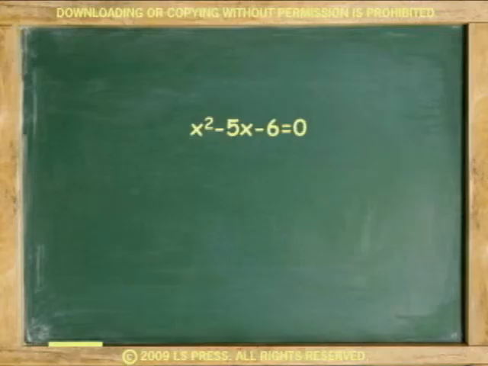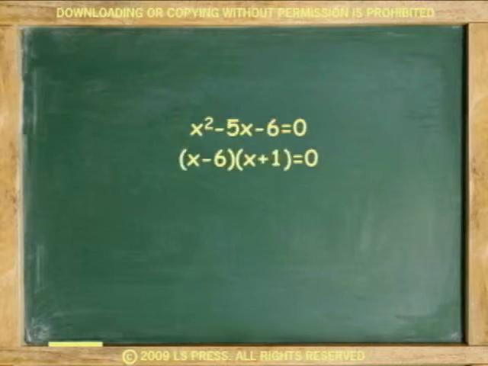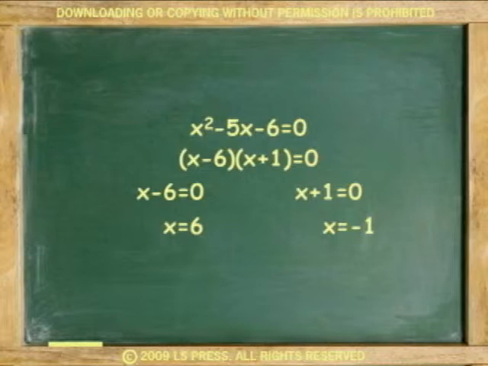So far we have solved quadratic equations that can be factored, like x squared minus 5x minus 6 equals 0. Determine which two integers give a product of negative 6 and a difference of negative 5. x minus 6 times x plus 1 equals 0. x minus 6 equals 0. x plus 1 equals 0. x could be 6 and negative 1.